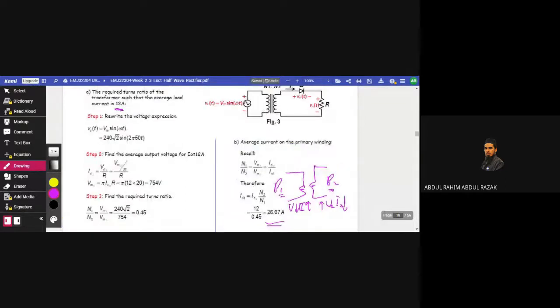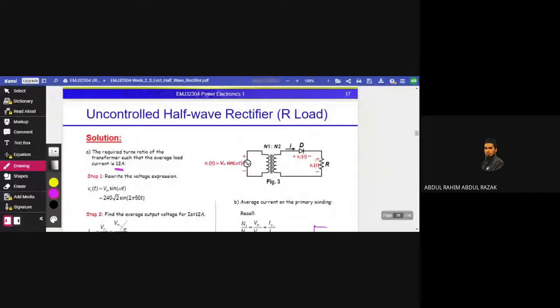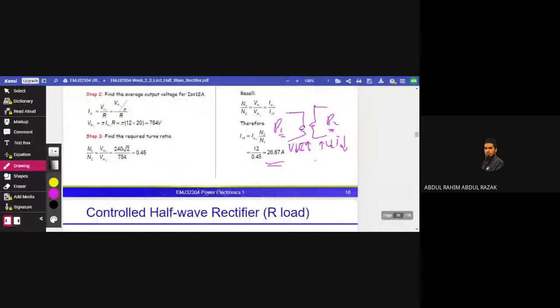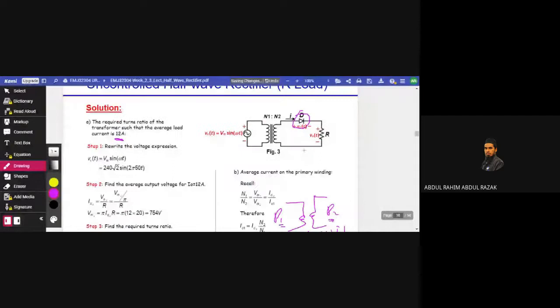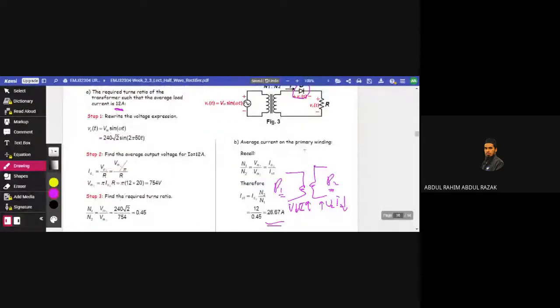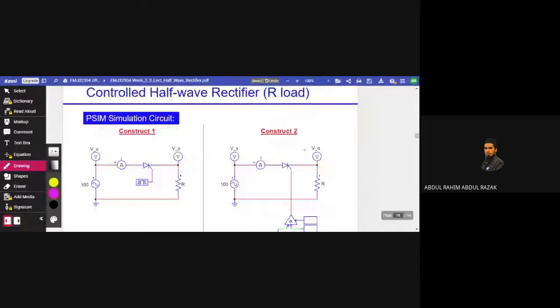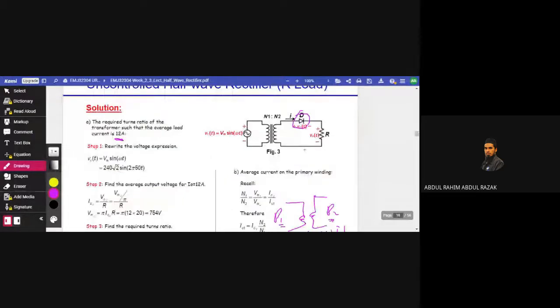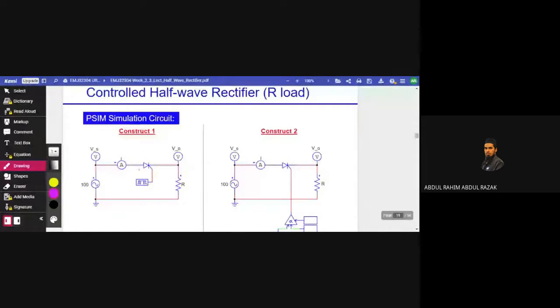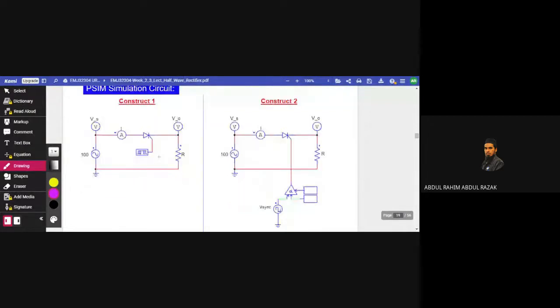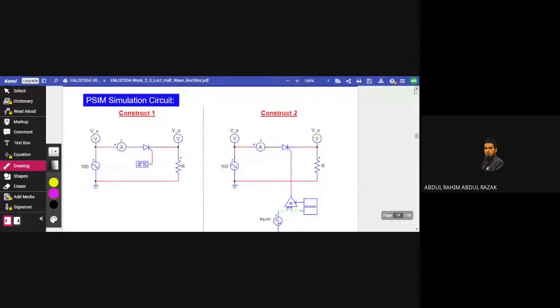Okay, for this kind of converter, we can only reduce to certain static values, and because we are using uncontrolled diode, we can just bypass the positive cycle of the signal. Okay, that's all for your uncontrolled device into resistive load. Later, we shall go into the thyristor, which is semi-controlled. So you can simulate inside your PSIM simulator.